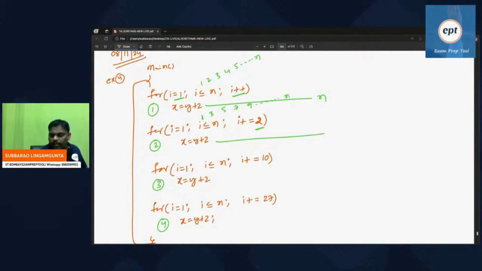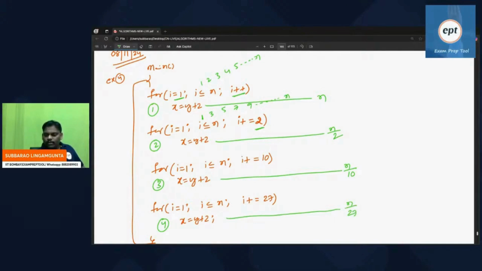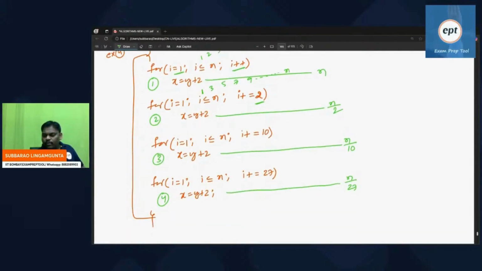So remember, every time 2 incrementing. It is almost like only odd numbers. It became n by 2. Every time 2 skipping, so it will repeat almost n by 2 times. But if you see the third statement, always 10 skipping, it became n by 10. If you see the last statement, always 27 skipping, n by 27. Now the order of magnitude of every statement is done.